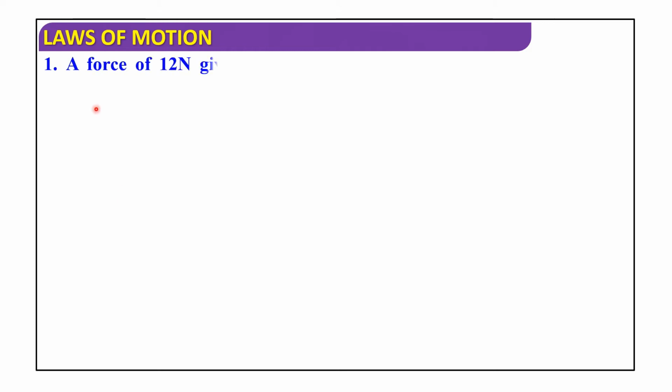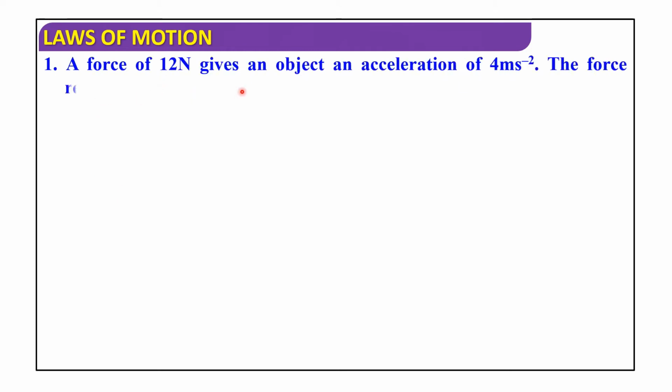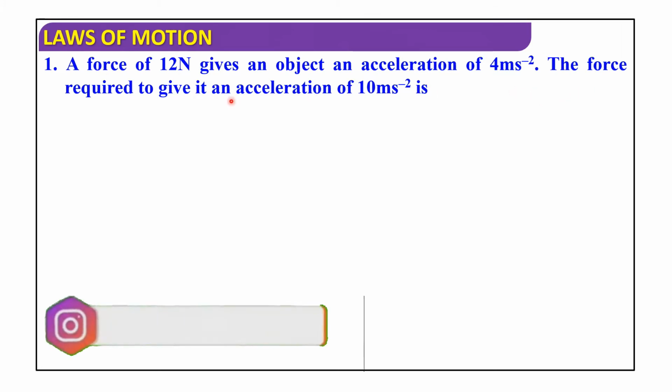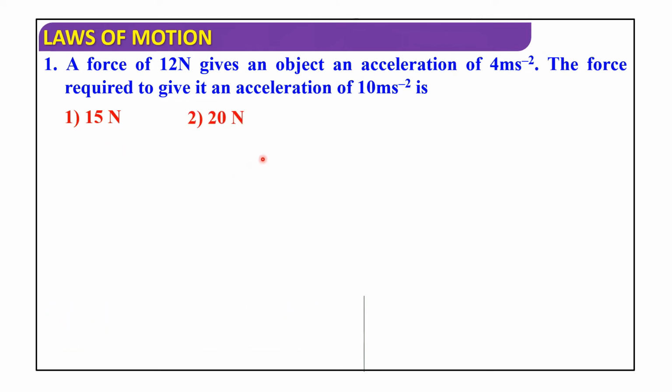First one: a force of 12 newtons gives an object an acceleration of 4 meters per second square. The force required to give it an acceleration of 10 meters per second square is: 15 newtons, 20 newtons, 25 newtons, or 30 newtons.